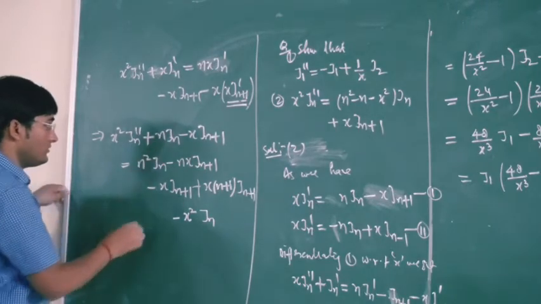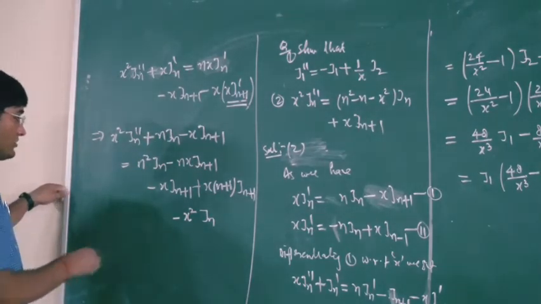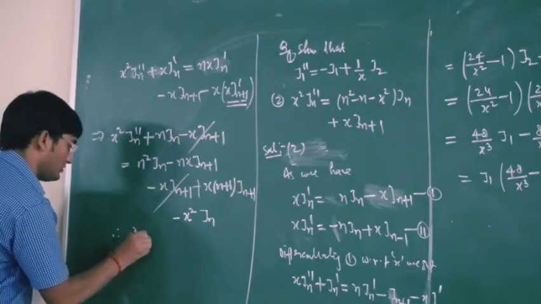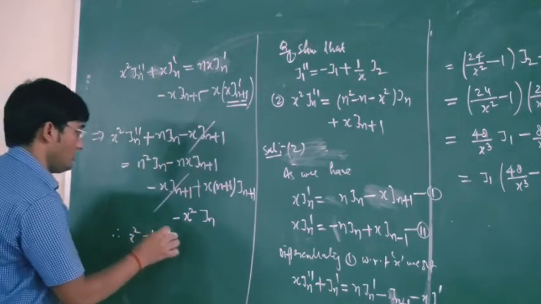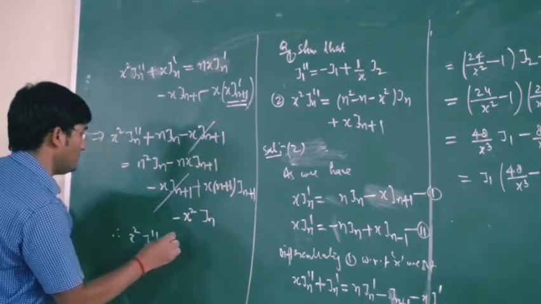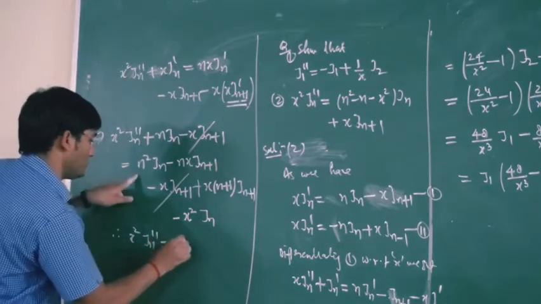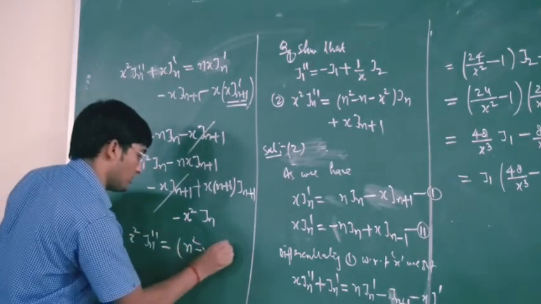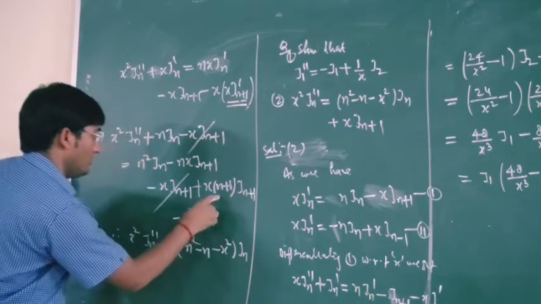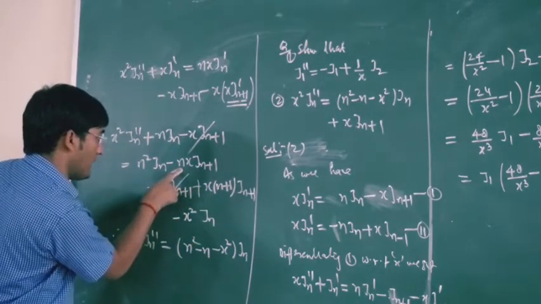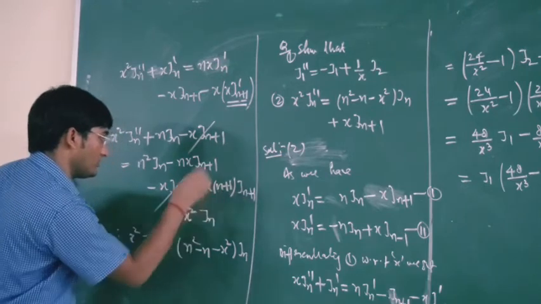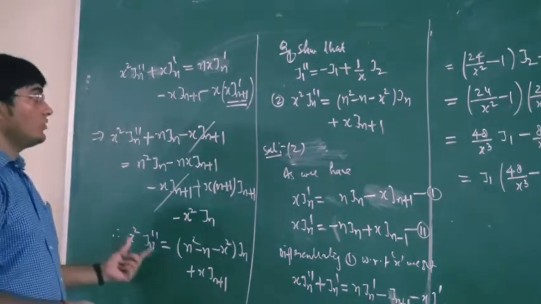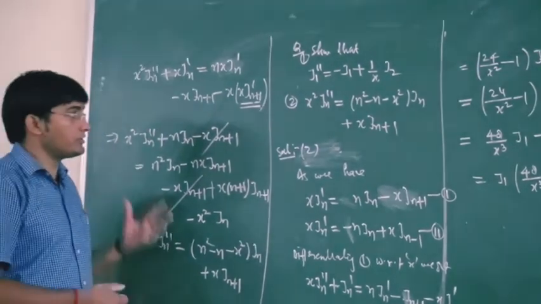Now you can see that many terms are cancelled, so this term is cancelled with this one, so x square Jn double dash is equal to, now take the remaining terms common, so we will have n square, then here we will have minus n, then minus x square Jn, and then we will have these two terms. Now this minus x Jn plus 1 and this plus x Jn plus 1 will get cancelled, so we have just x Jn plus 1. So this is what we have to prove. So this is the proof of the second part.